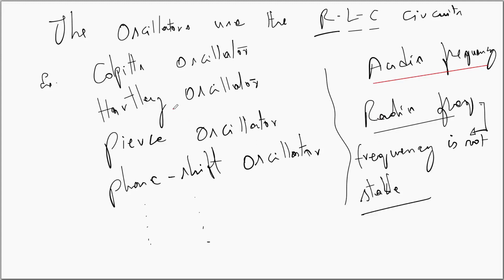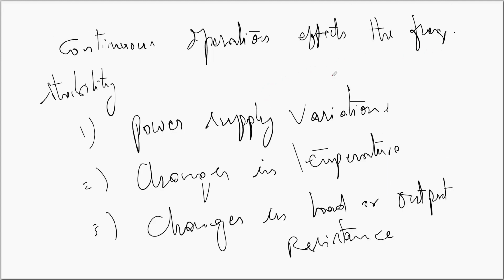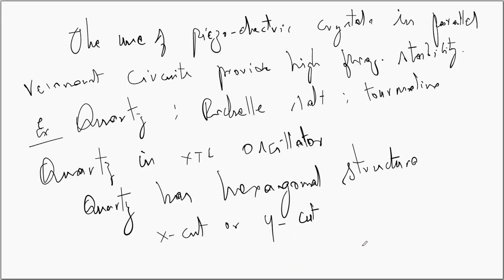But if you try to design these oscillators to function at radio frequencies, continuous operation of these oscillators will lead to drift in frequency, or the frequency becomes unstable. So continuous operation affects the frequency stability. The factors that affect the frequency stability are power supply variations, changes in temperature, and changes in load and output resistance. To overcome these problems, crystal oscillators are designed. Crystal oscillators use piezoelectric crystals in parallel resonant circuits. They provide high frequency stability.